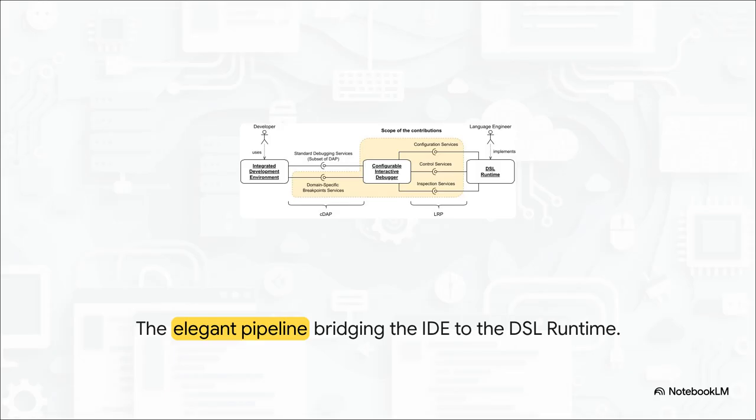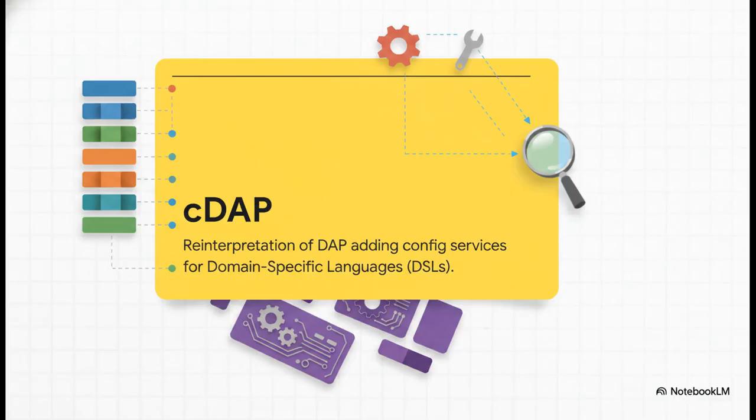Researchers have actually developed this elegant pipeline that drops a configurable interactive debugger right between the IDE and the language runtime. It bridges the gap using two extended protocols, CDAP and LRP. So what is CDAP? It stands for the Configurable Debug Adapter Protocol. See, standard DAP just assumes your language has typical everyday concepts, things like lines of code, standard variables, and threads. But a highly specialized domain-specific language might not have any of those things. CDAP is a clever reinterpretation. It adds configuration services, which allows an IDE to interface with a runtime based entirely on the specific logic and unique rules of that specific domain.